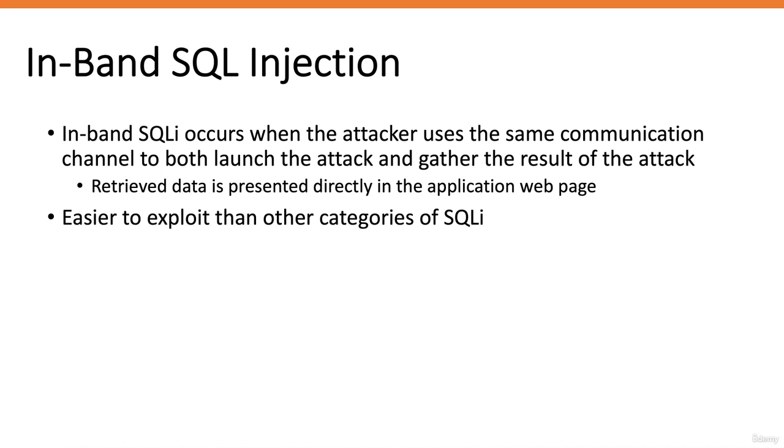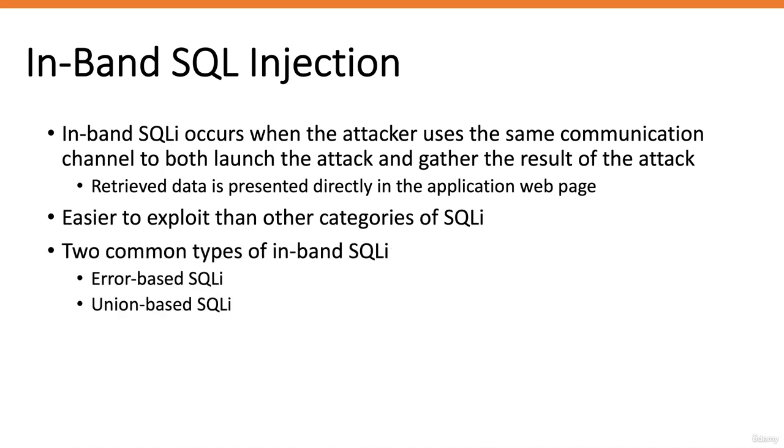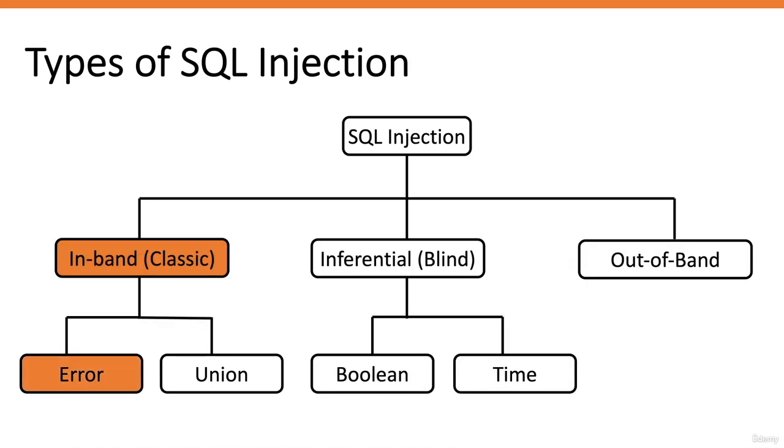Now, just by the nature of how this specific type of vulnerability works, it's much easier to exploit than other categories of vulnerabilities. And the reason behind that is because you actually see the result of your attack in the response of the application versus having to infer the result like you would have to in blind SQL injection. Again, we said that there's 2 types of in-band SQL injection, error-based SQL injection and union-based SQL injection. And we'll start off with error-based SQL injection.